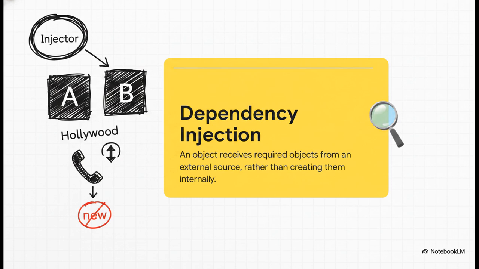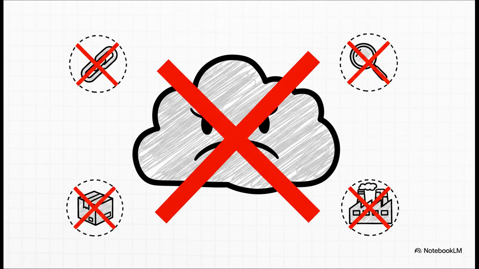Basically, you have to stop using the new keyword inside your classes to create dependent objects. Instead, an external injector hands those required objects right over to your class. Now, what's really fascinating here is just how much fear, uncertainty, and doubt, FUD, really surrounds this concept. Let's bust some of these common myths based on the source material.